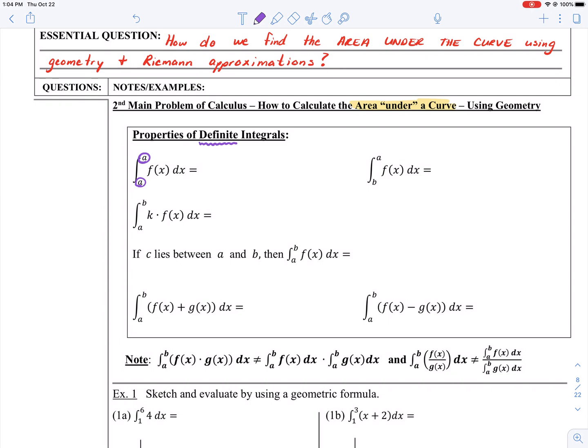So if you're going to integrate from A to A, basically what you're saying is there's no width. So that area is going to be 0 because A and A are obviously equal to one another. So remember, these represent bounds, left and right. So if we integrate from B to A, we can also flip that around and go from A to B as long as we make it negative. Now that is going to come into play quite a bit. So I want you to be really, really careful with that one.